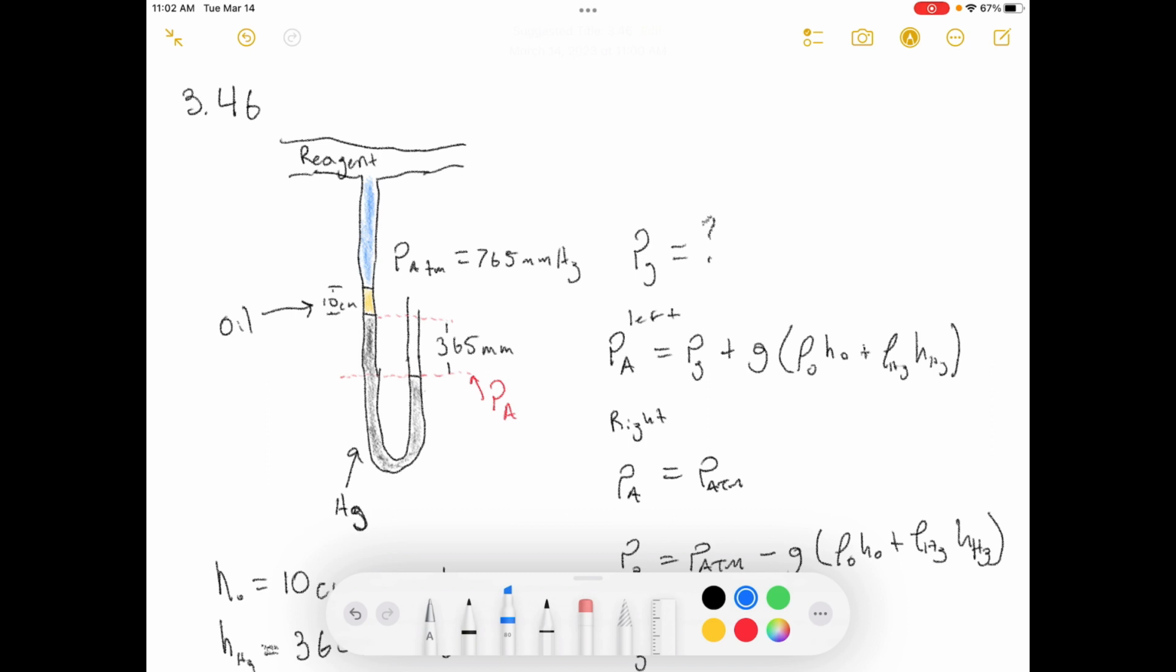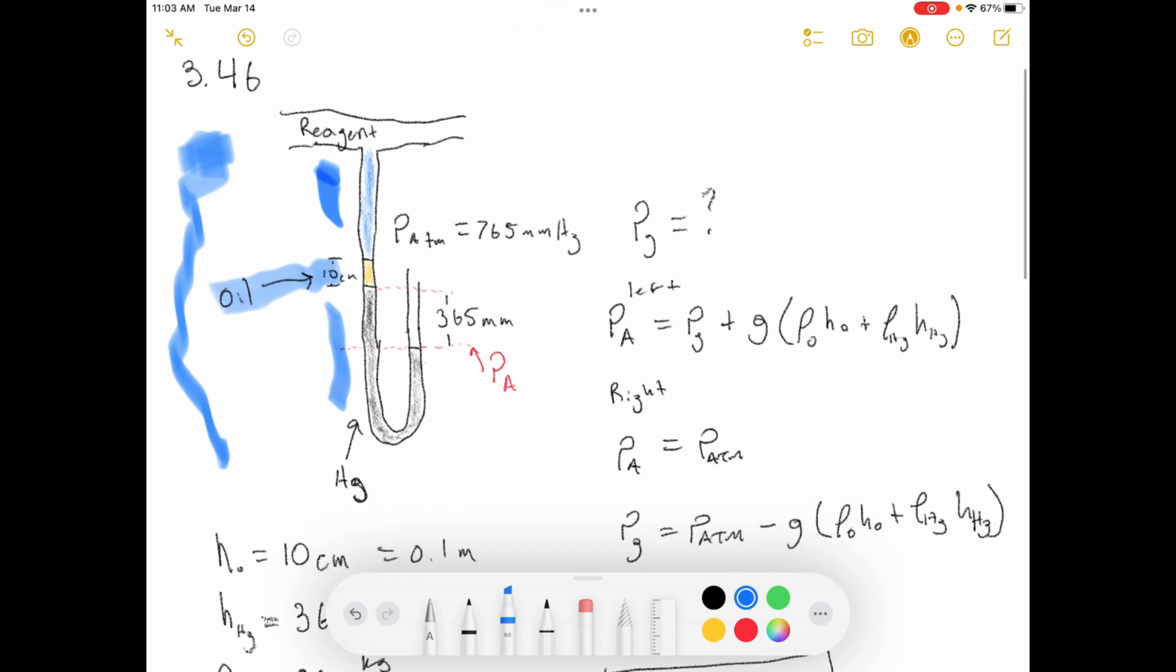Okay, so here I made a diagram, putting their words in, putting the picture to the words. You've got this little bit of oil that separates the mercury right here from the reagent, because the reagent reacts with mercury, so you have to have something that separates it. And the reagent is some sort of vapor. They don't give us any more information on that. And it's our job to figure out what the pressure is inside of this pipe, basically.